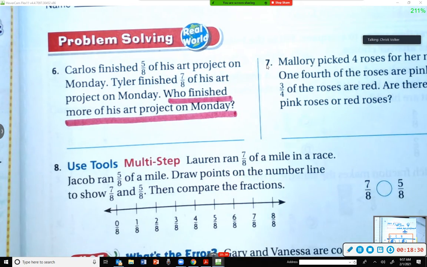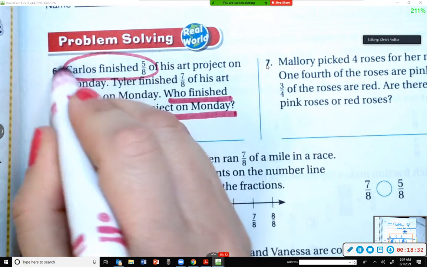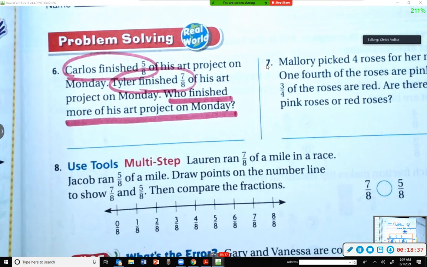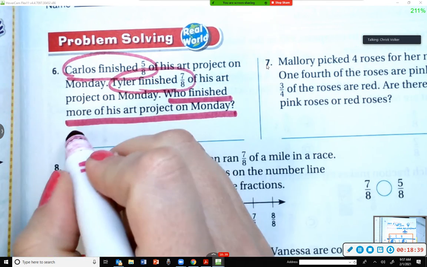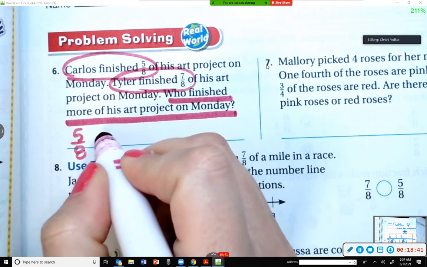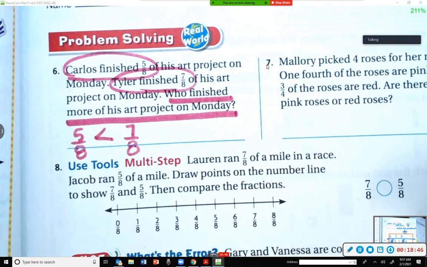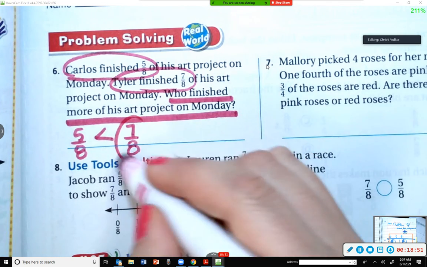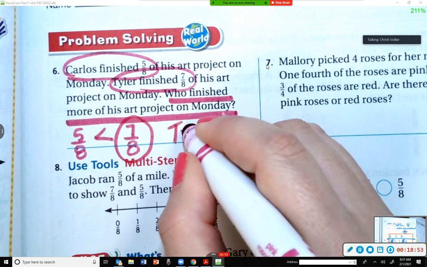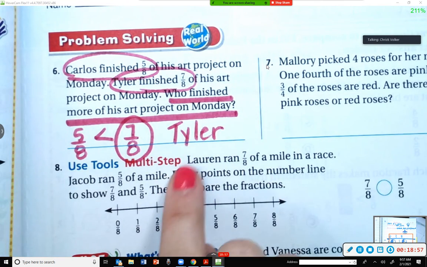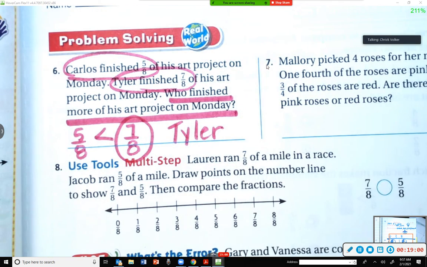Okay? So I have Carlos who finished 5/8 and Tyler who finished 7/8. Who finished more? Tyler. Good, because 5/8 is less than 7/8. So the person who finished more, which is 7/8, would be Tyler. So we have to make sure we're answering the question. They wanted who, so we need to answer with a person. Tyler.